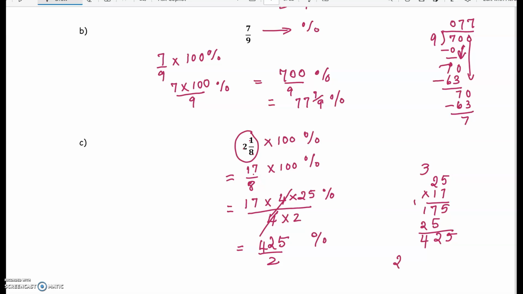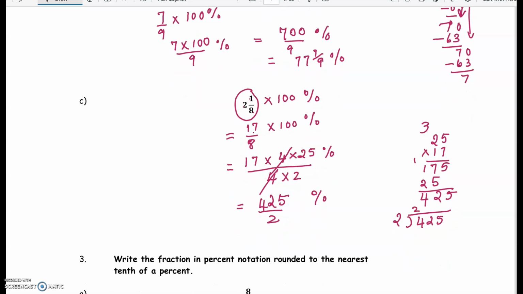So now we change this to a mixed number because that's easiest instead of changing it to a decimal. So we have 2 times 2 is 4. Bring the 2 down. 2 times 1 is 2. 0. Bring the 5 down. 2 times 2 is 4. We subtract to get a remainder of 1. So that is 212. And the remainder over the divisor. So the whole number is always the quotient.